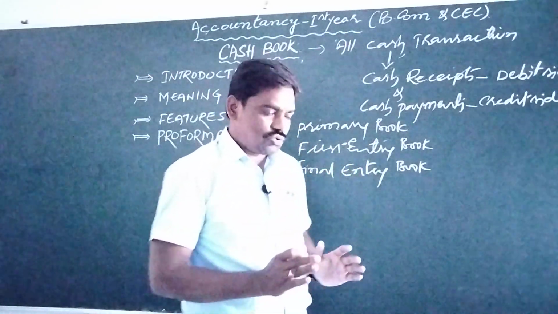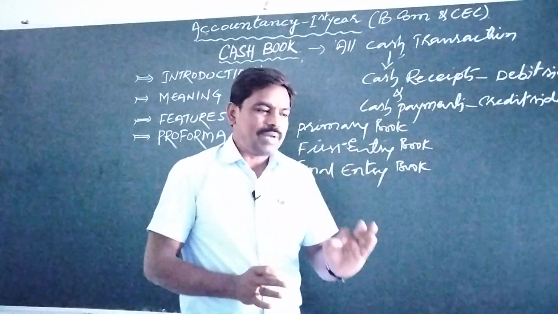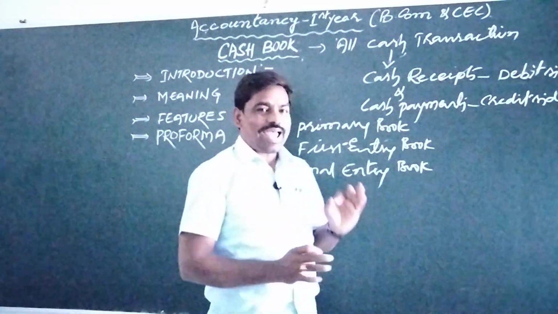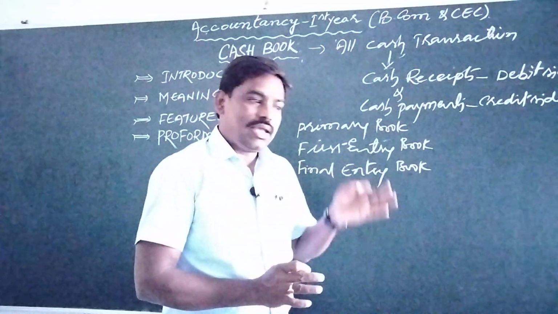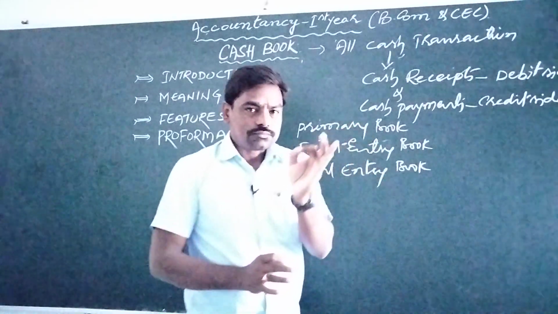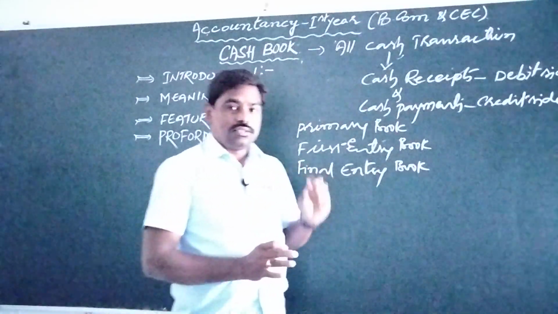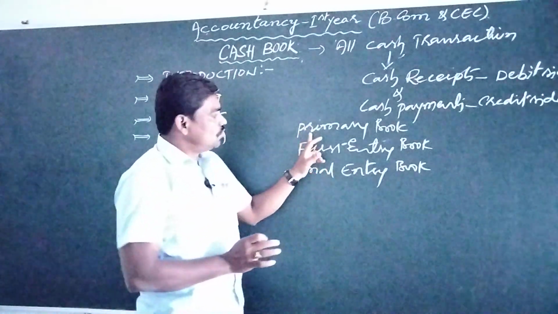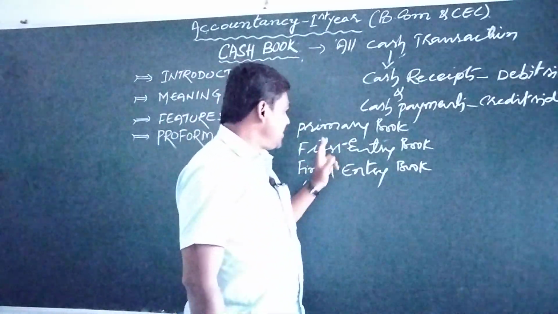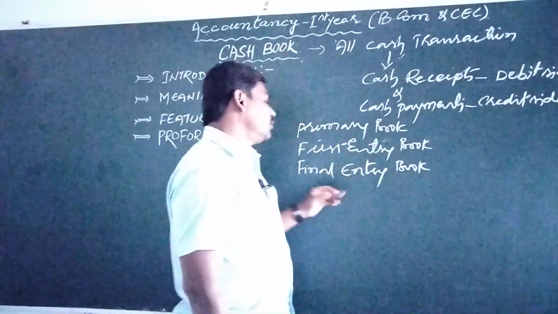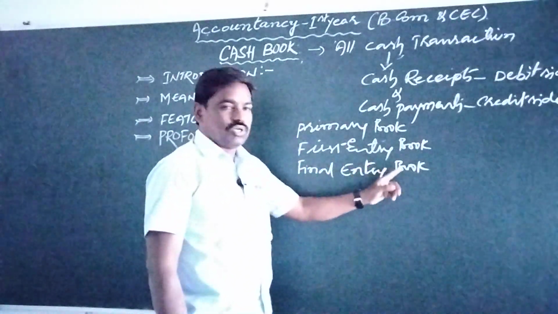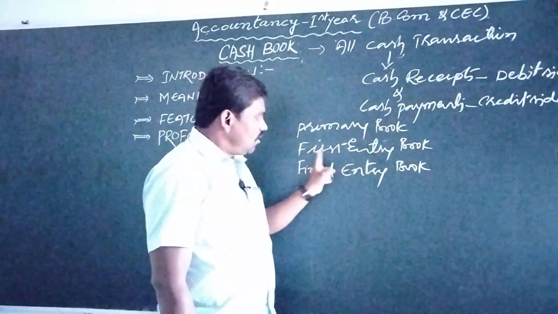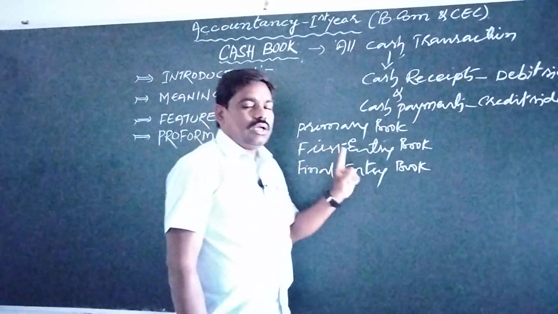So one thing we have to understand here, the cash book acts in a dual role. The cash book acts as a journal and as a ledger. For that, this cash book has unique features. The cash book is also called the primary book or first entry book, and it is also called the final entry book. I have explained why the cash book is called the primary book or first entry book and final entry book.